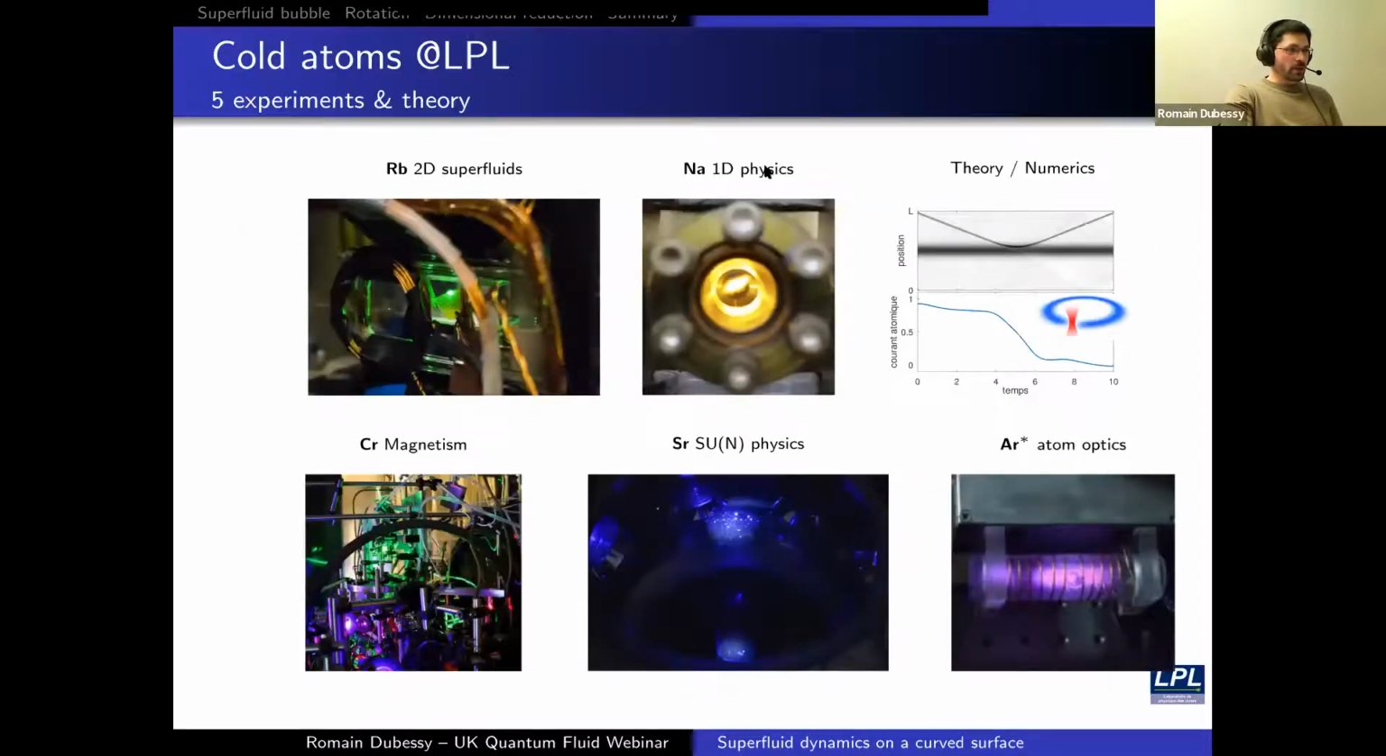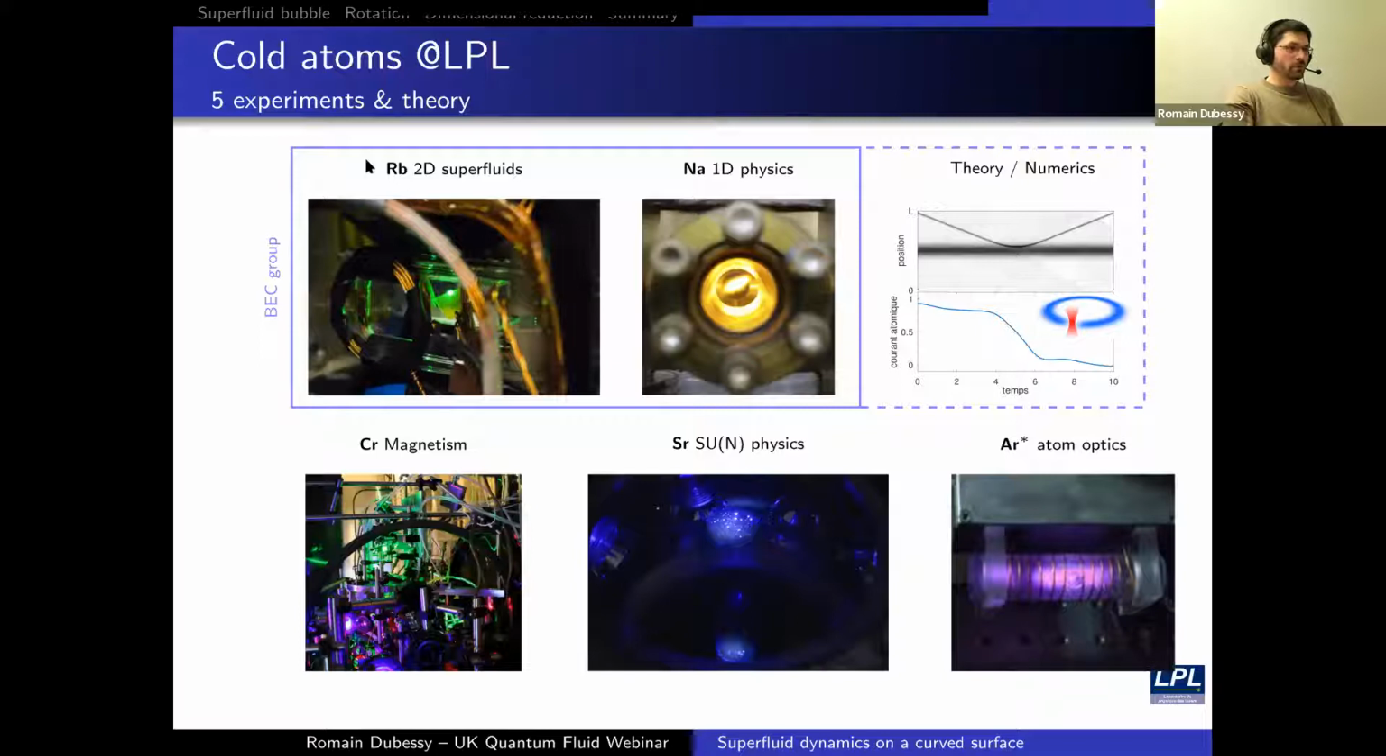So in the lab right now, we have 5 cold atom experiments. I will be mainly talking about the rubidium two-dimensional system that we produce in the lab, but we also have in the BEC group a sodium one-dimensional Bose gas experiment that is going on, and we also do a little bit of theory or numerical simulation to support the experiments.